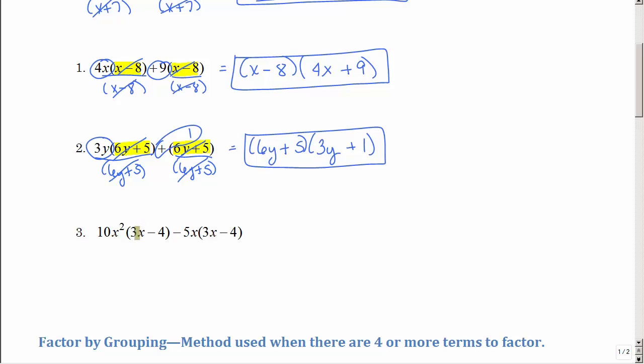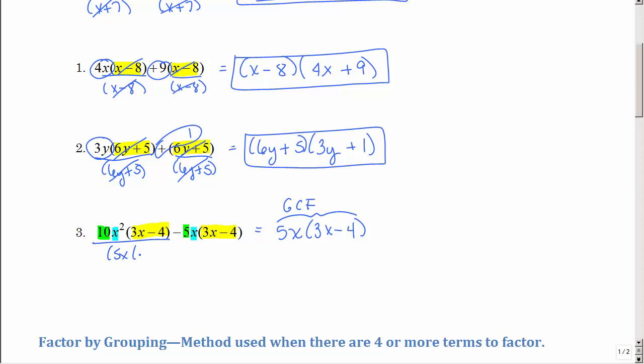On the next one, don't get lazy. Yes, we have a 3x minus 4, but do they have other things in common? What else are they both divisible by? Well, they have an x in common. And what about 10 and 5? What are those both divisible by? 5. So the GCF, I'm just going to label that. The GCF is 5x and 3x minus 4. All of that is the greatest common factor.